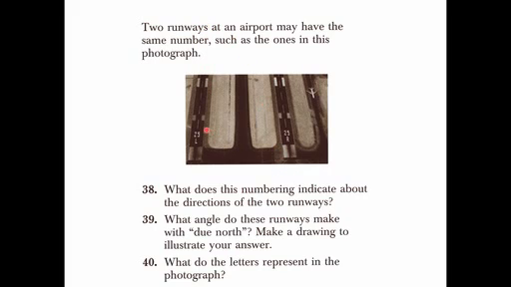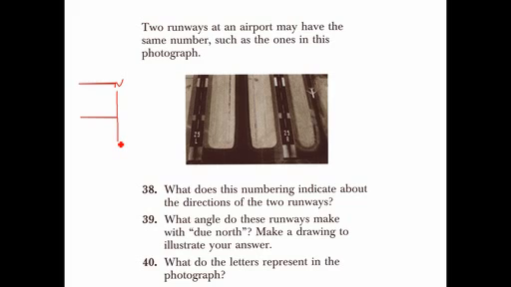Two runways are pictured here. Here's 25L and 25R. What does this numbering indicate about their directions? 25 says something. What angle do these runways make with due north? Sounds a little confusing to me. So let's see. If I put a runway here, north, forget that little thing it does. And then the other one is 25.